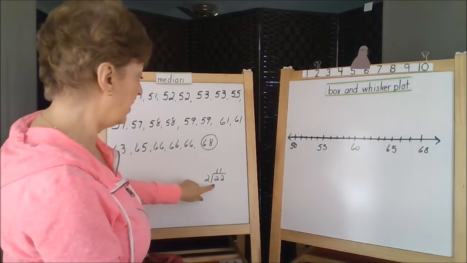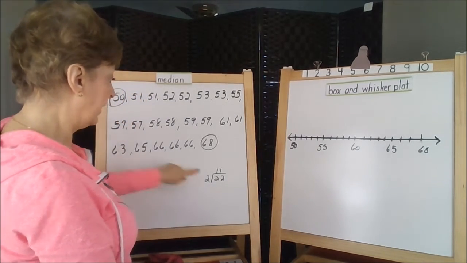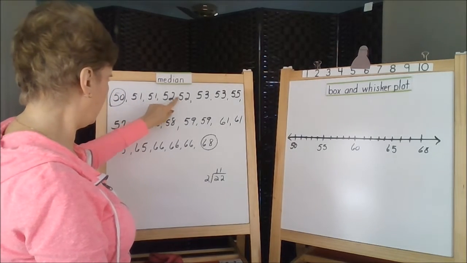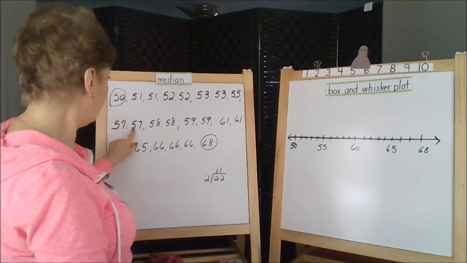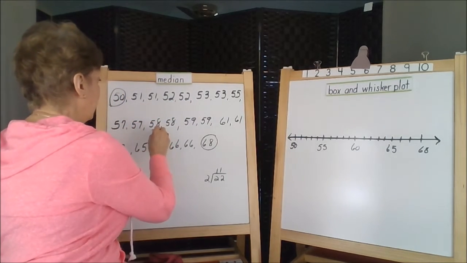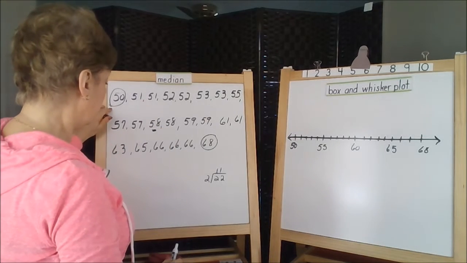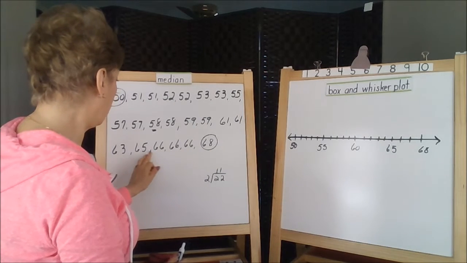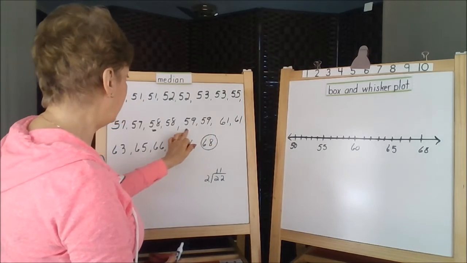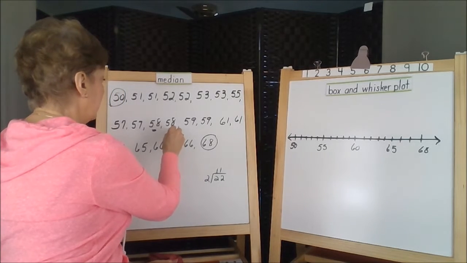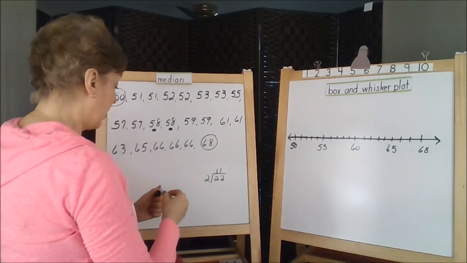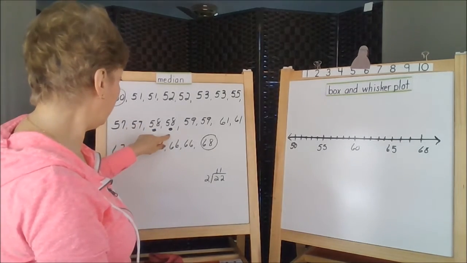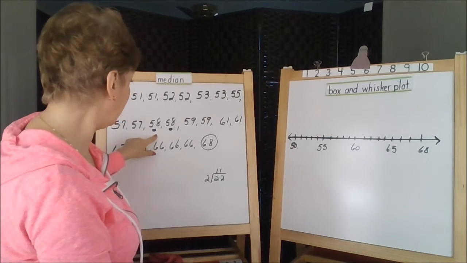So I'm going to take this shortcut and count over 11 from the 50. So 1, 2, 3, 4, 5, 6, 7, 8, 9, 10, 11. So this is 11 from the front to the middle. And now let's count 11 this way. 1, 2, 3, 4, 5, 6, 7, 8, 9, 10, 11. That 11 gives it here. So our middle number is 58. It's on both sides of it. It's repeated there. We're kind of lucky on that one to get it that way.